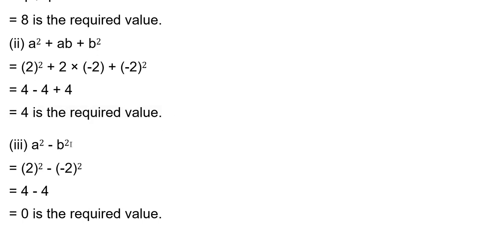a square minus b square, that is equal to 2 square minus (minus 2) whole square, that is equal to 4 minus 4, so 0 is the required value.